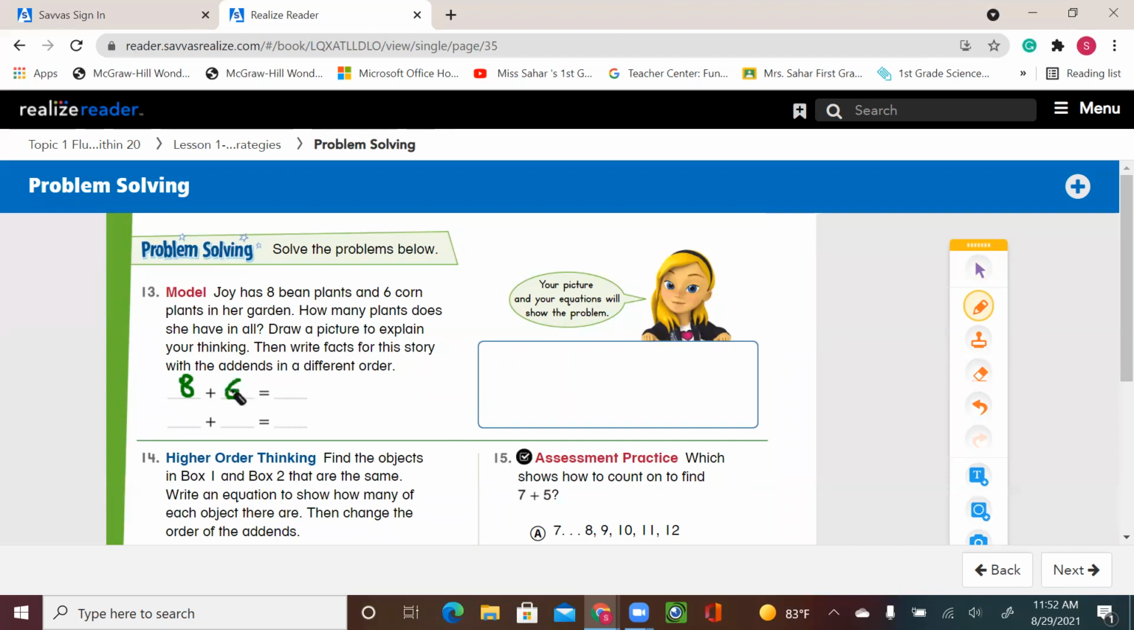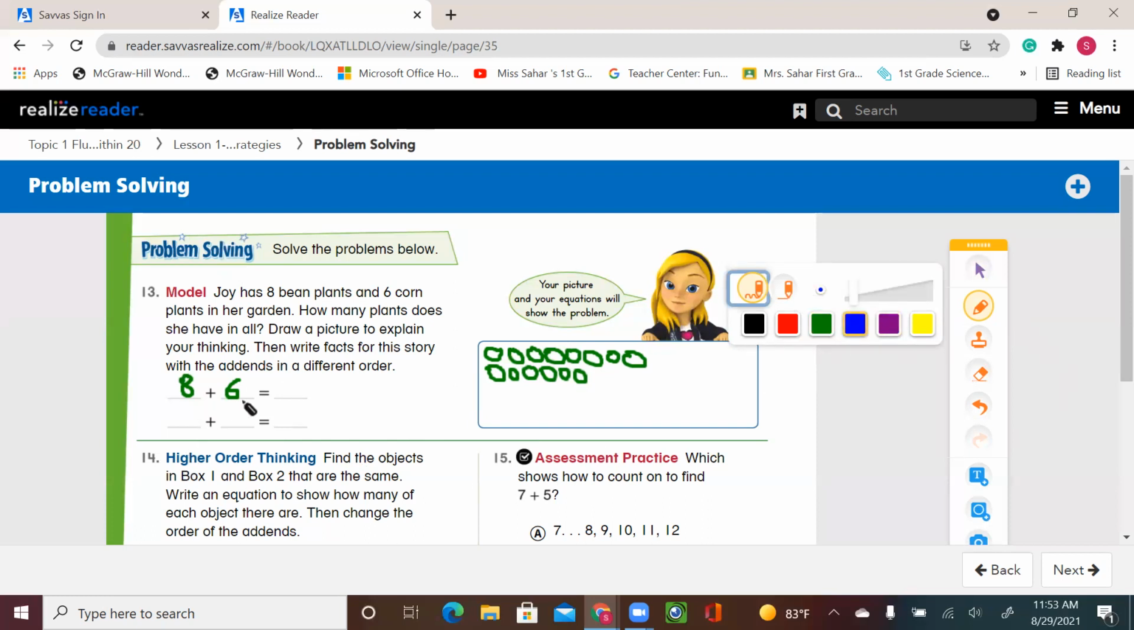So 8 plus 6. I'm going to come here and I'm going to draw 8 circles first. 1, 2, 3, 4, 5, 6, 7, 8. And my second addend, 6. 1, 2, 3, 4, 5, 6. So now I need to add them together and put the answer here. Okay.